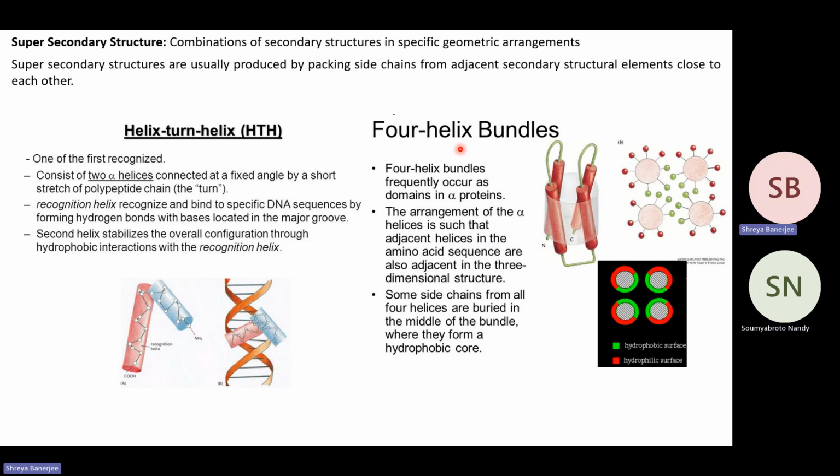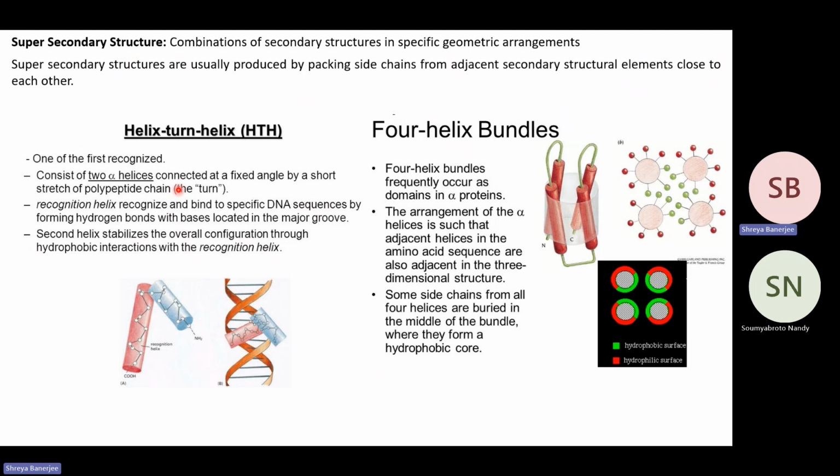Another kind of super secondary or tertiary structure is the 4-helix bundle. So you have 4 helices occurring together, and in the inner part of the helices, shown in green here, the hydrophobic amino acids are concentrated, so they are held together by hydrophobic interactions. And in the outer part of the helices, shown in red, that is exposed to the solvent, all the hydrophilic residues are present so that they can be stabilized by interacting with the solvent. So these are called the 4-helix bundles.